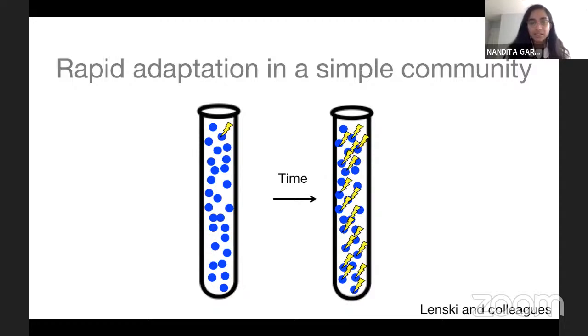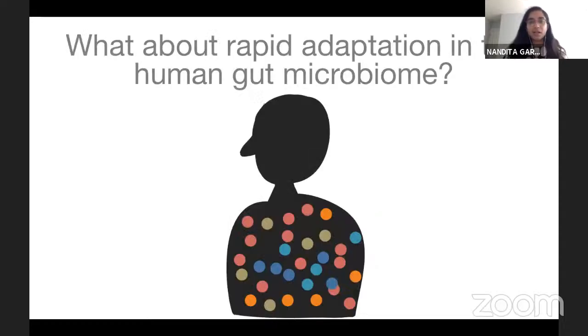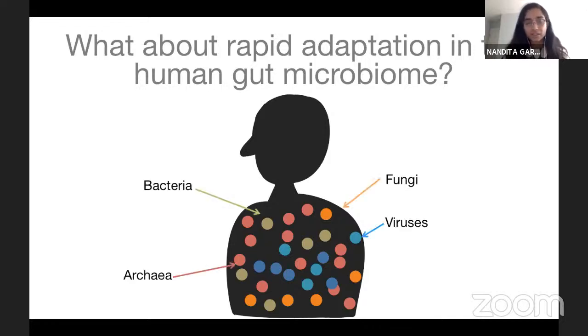And the question is, how does this picture of rapid evolution translate to that of the human gut microbiome, where you have an amalgam of bacteria, archaea, fungi, and viruses all interacting with one another? And moreover, you have the strains within each species inside the human gut. So it's actually a very complex community compared to the ones that we see in the lab.